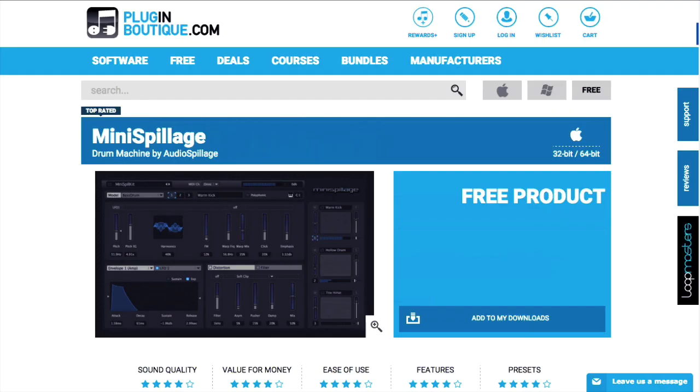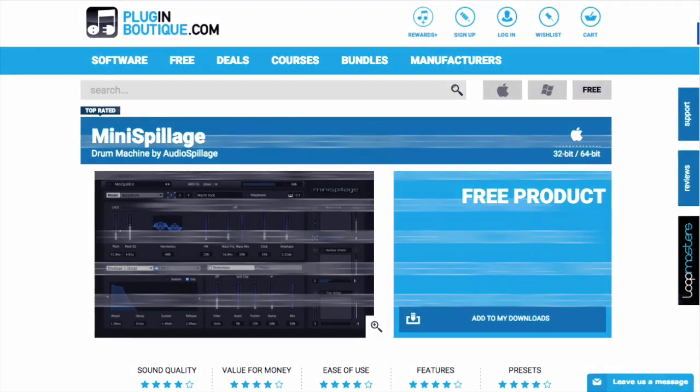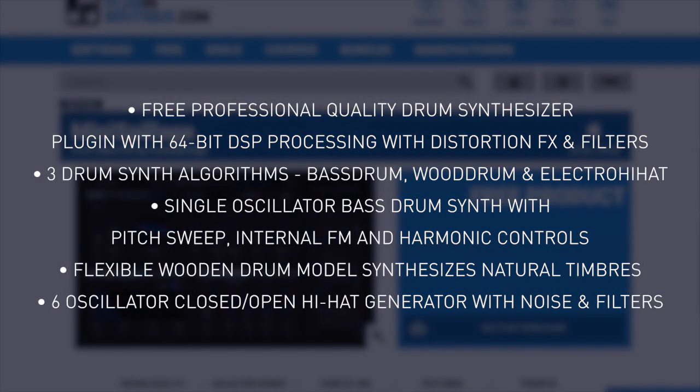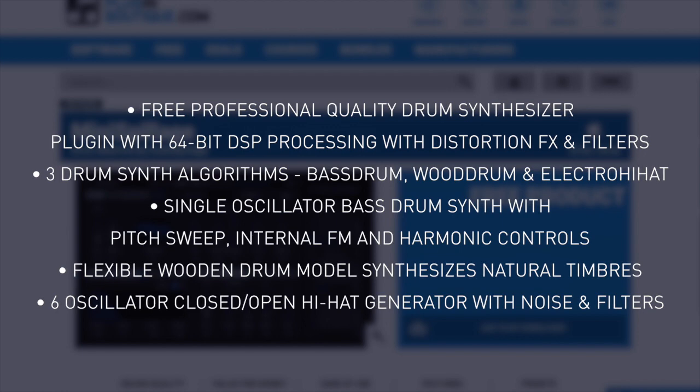Now lastly, we'll talk about MiniSpillage, which was developed by AudioSpillage. It is featured for an extremely low price. In fact, you can get it at Plugin Boutique right now for free. It is a pro quality drum synth with high-res 64-bit DSP processing. It includes 3 exclusive drum synthesis algorithms. It also includes distortion and resonant filters to further shape your sounds.